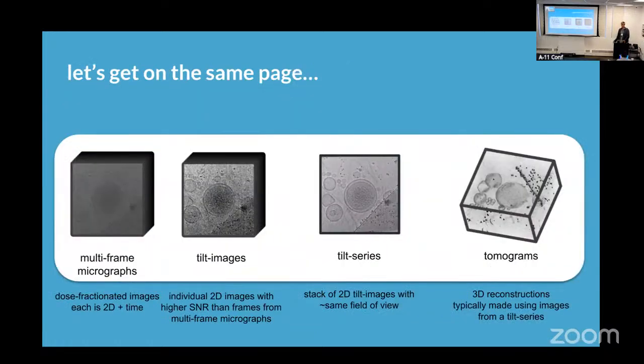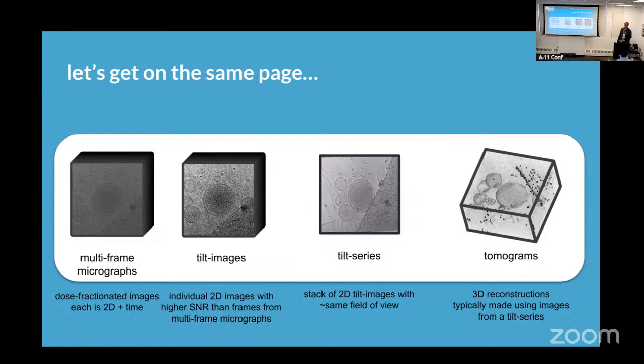In terms of the different data types that we will be working with, in general in any software package, and then throughout today, I'll refer to things with this sort of nomenclature. So we've got multi-frame micrographs or movies that come off the microscope. These are single 2D images separated out over time so that we can resolve motions between those frames that we collect. Then we've got tilt images. So these are single 2D images per tilt angle within that tilt series that we talked about before.